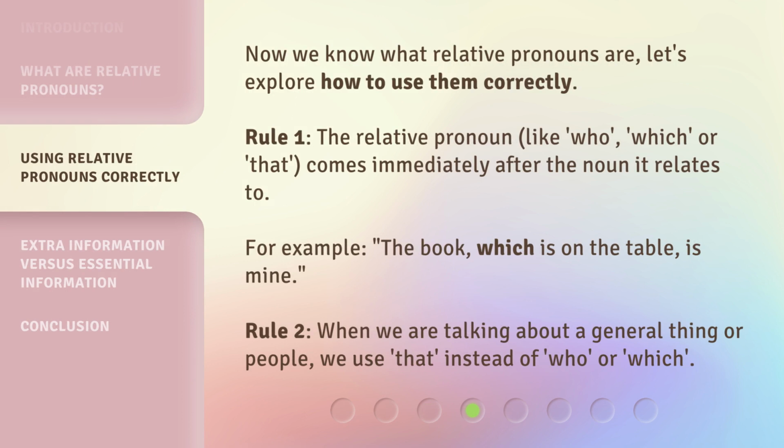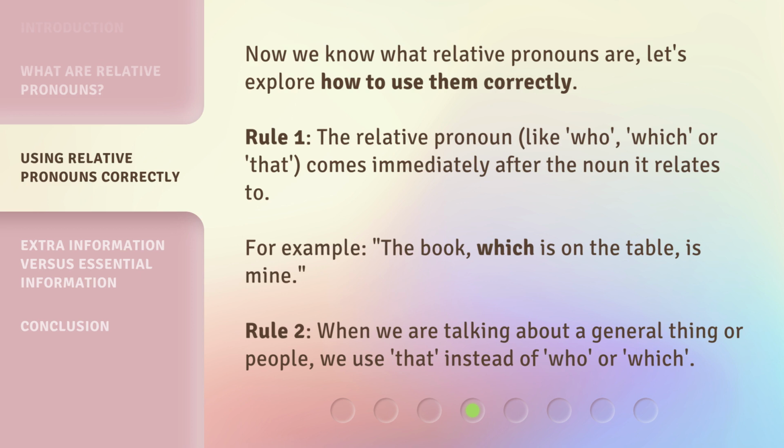Now we know what relative pronouns are. Let's explore how to use them correctly. Rule 1. The relative pronoun, like who, which, or that, comes immediately after the noun it relates to. For example, the book, which is on the table, is mine.